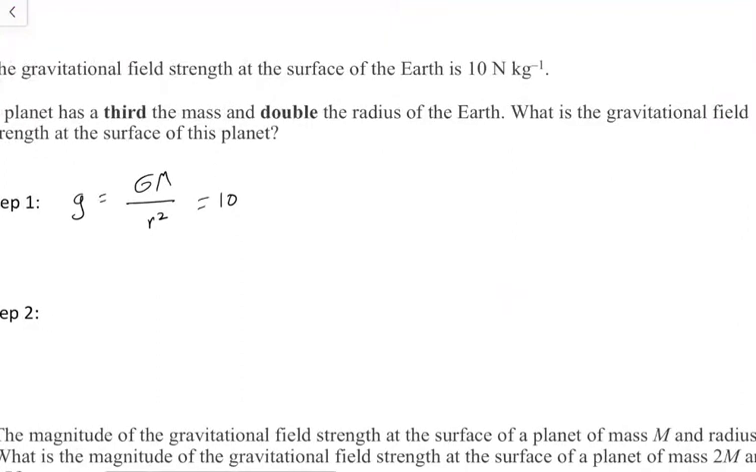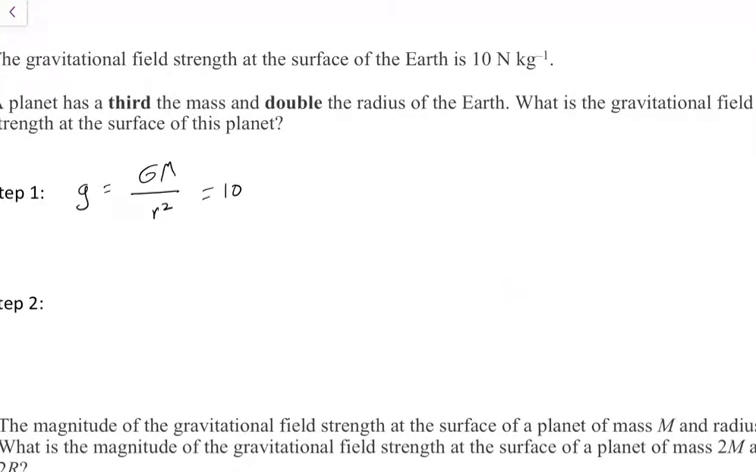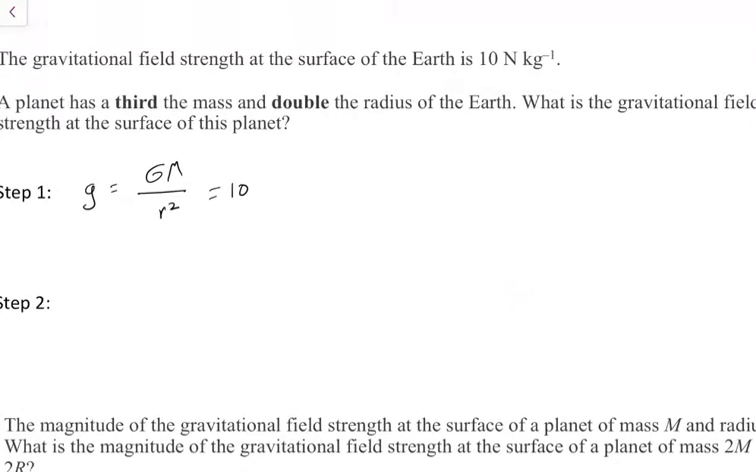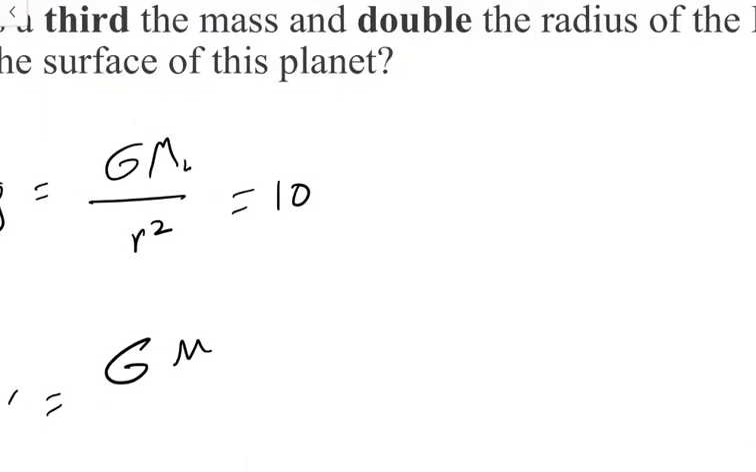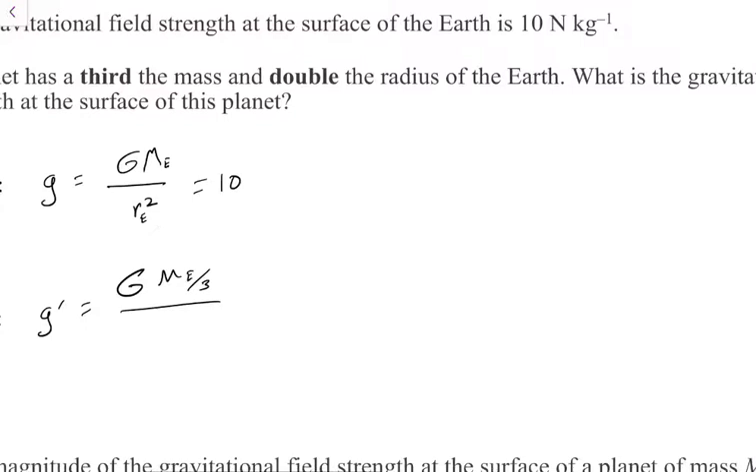Now we have a planet that has a third the mass and double the radius. So let's call this G prime. And this G prime is equal to G, but it has a third the mass, so M, and let's call this ME and RE. So ME over 3 divided by, and double the radius, so 2RE squared.